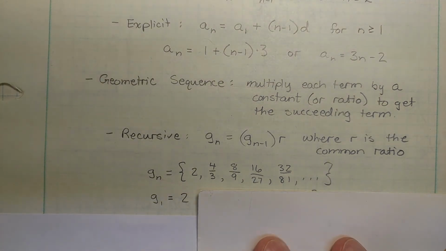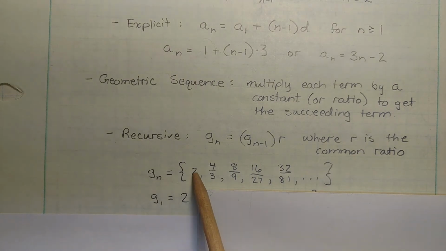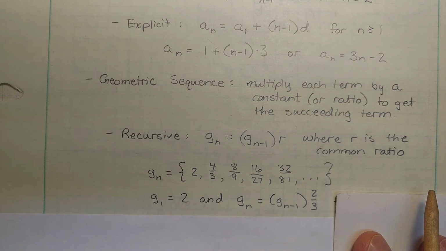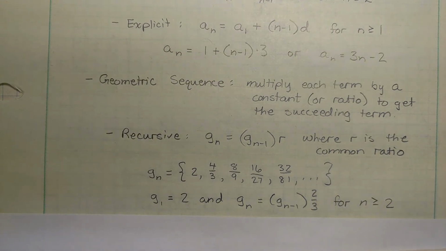So let's define it recursively. First term is 2. And my common ratio is going to be 2/3, so it's going to be the previous term. Any g of n will be the g of n minus 1 times 2/3. And that's for n greater than or equal to 2. Because obviously the first term, g of 1, is just defined outright.